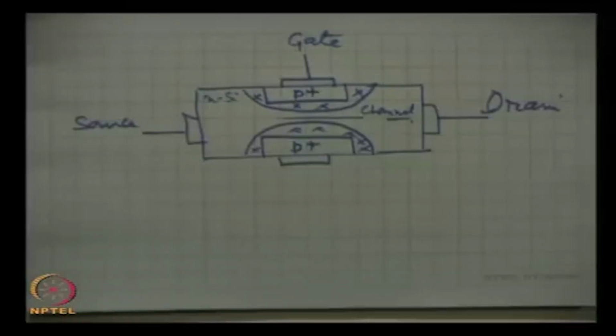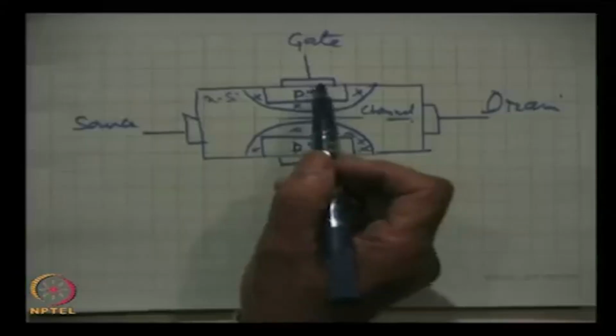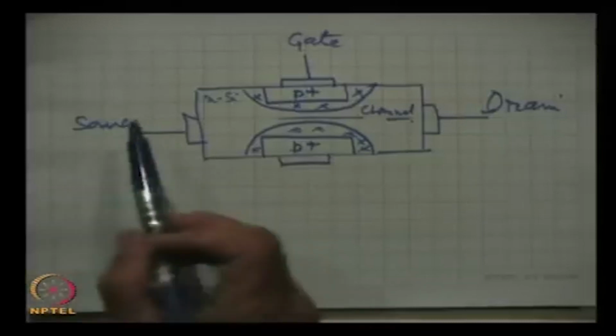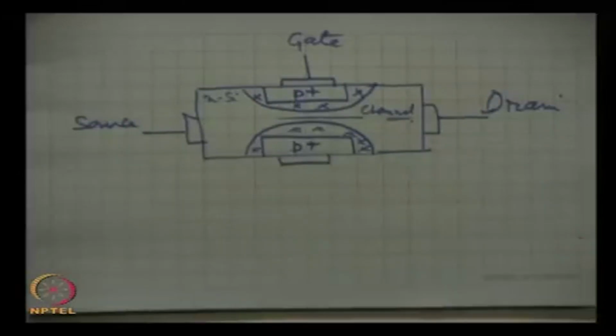Now, to understand its operation, I will first consider the case that gate is kept at ground potential. It is at 0 potential, it is grounded. In fact, source is also grounded, and between source and drain we apply a voltage keeping the drain side positive. Let us see what will happen.